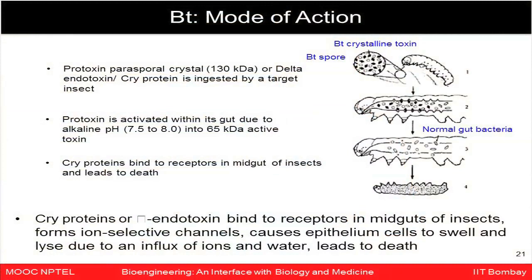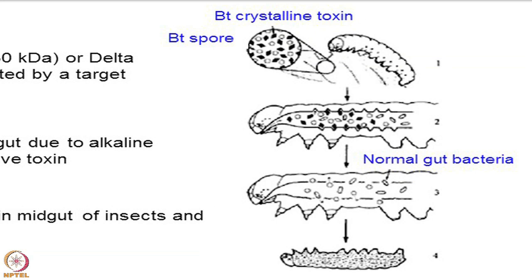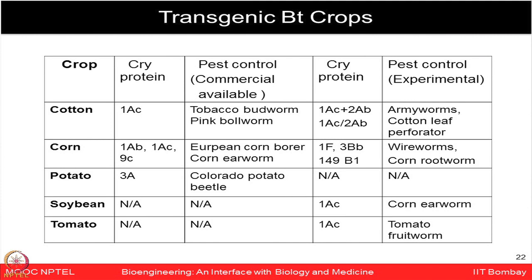So, the cry proteins or endotoxin bind to the receptors in the midguts of insects and form ion selective channels, causing epithelium cells to swell and lyse because of the influx of ions and water, and lead to the death of the insect. There have been a large number of successful examples of transgenic BT crops produced worldwide. I have shown in this table transgenic BT cotton, BT corn, BT potato, BT soybean, BT tomato. All of these crops have different types of cry proteins inserted in the plant, and as a result, the plants have shown pest control for different types of pests.